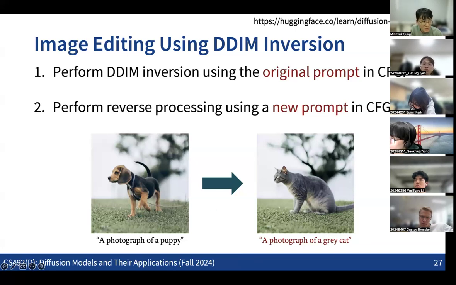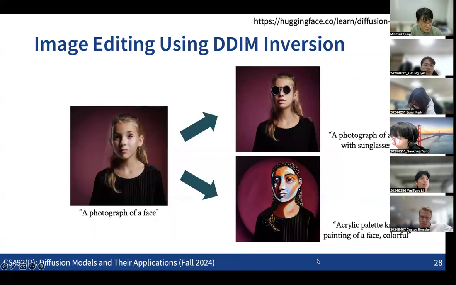So using this DDIM inversion technique, we can do some image editing without any fine-tuning or any training of the neural network. This is also an interesting example where we have a photograph of a face, run the inversion, and then run the denoising again with a different prompt.